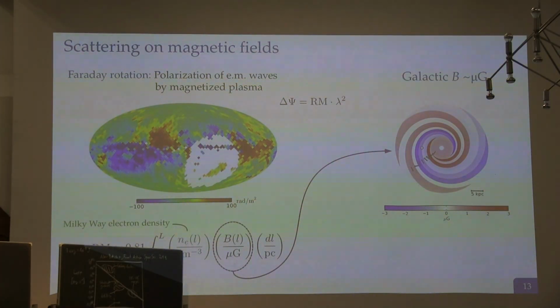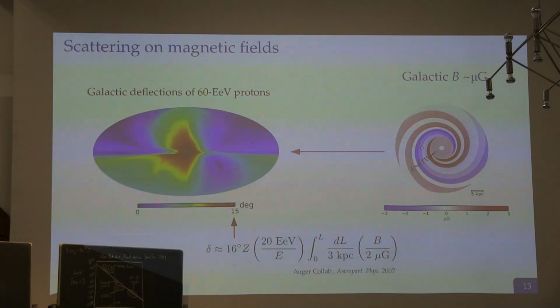Okay, so when we do that, then you can go back with that knowledge of the magnetic field, and now you want to calculate what the deflections of the cosmic rays are. This is for 60 EeV protons, so 60 times 10 to the 18 electron volts protons, and that's how it looks in terms of deflections across the sky due to the Milky Way's magnetic field.